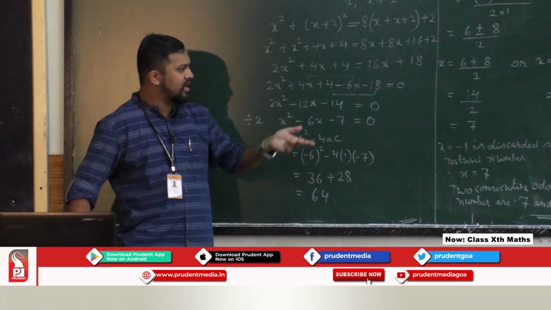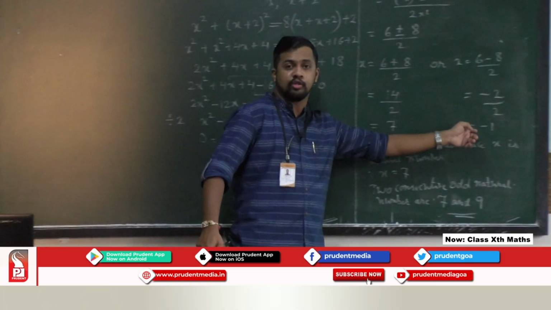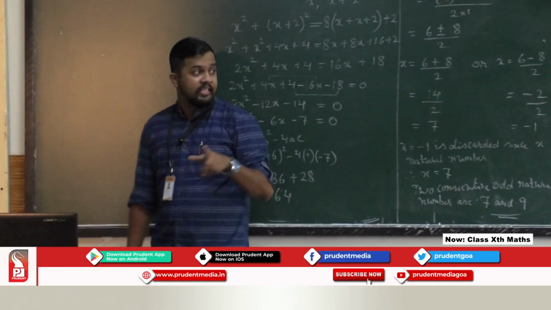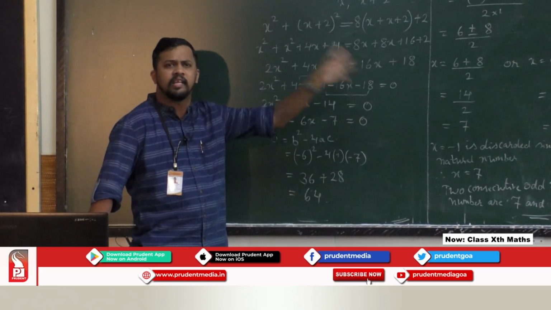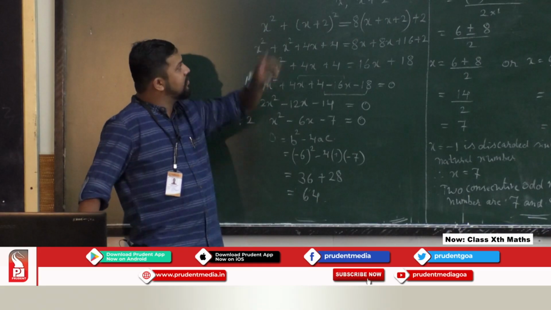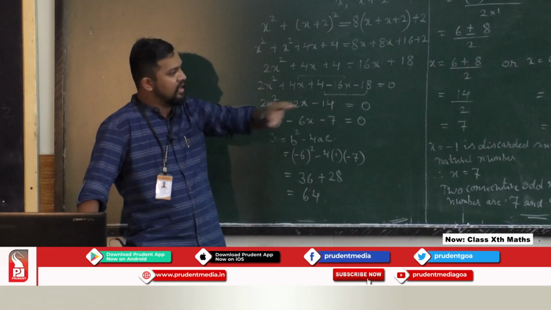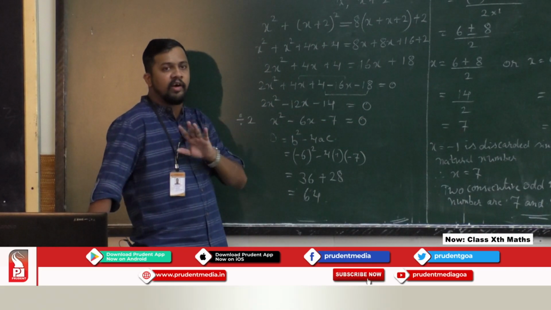Which number do you have to discard? Sometimes you may get both positive also. That can be the reason. Let's say instead of negative 1, I may have got 6. But why do I have to discard 6? Because it was odd, and 6 is not odd. So here also negative 1 is not odd.